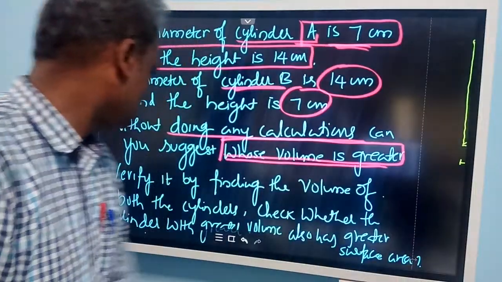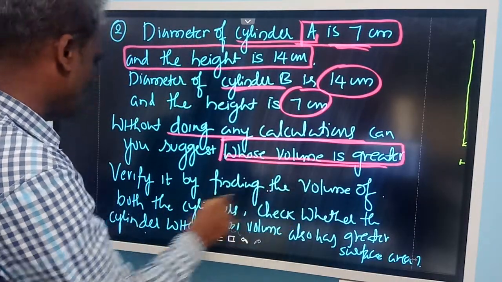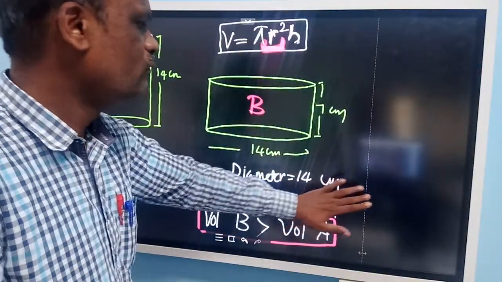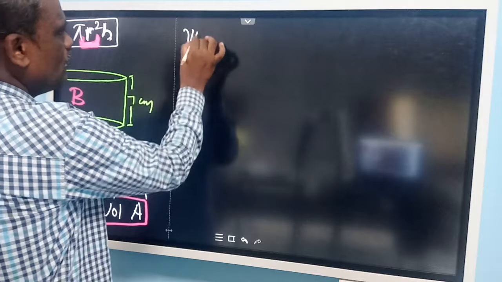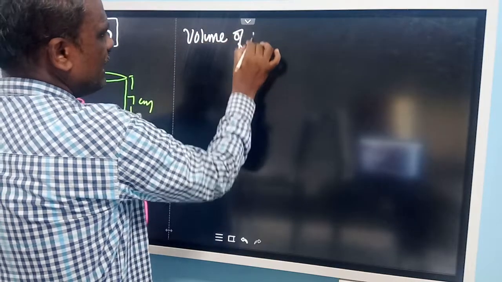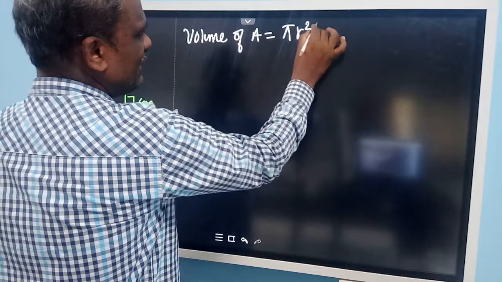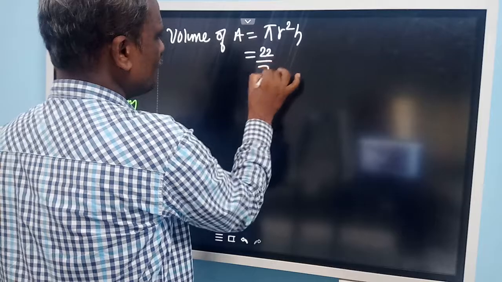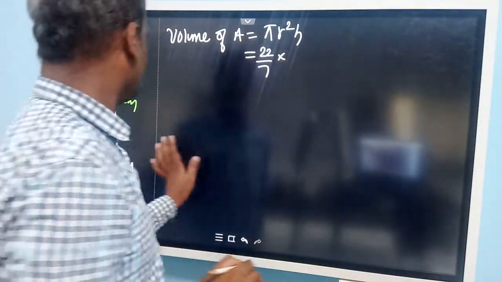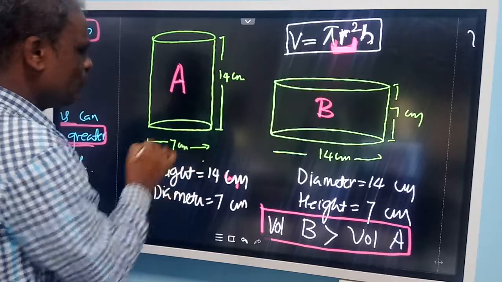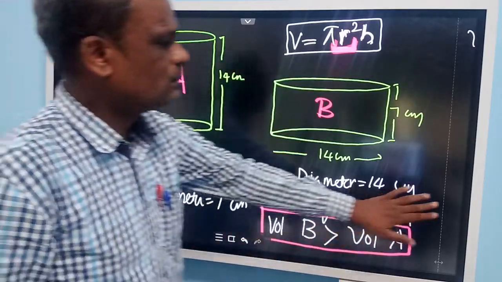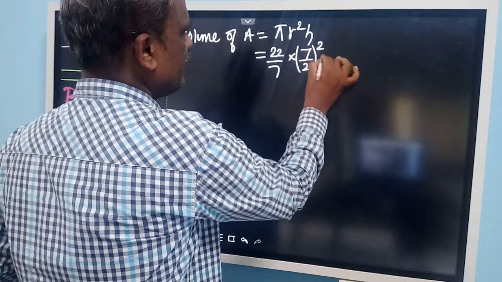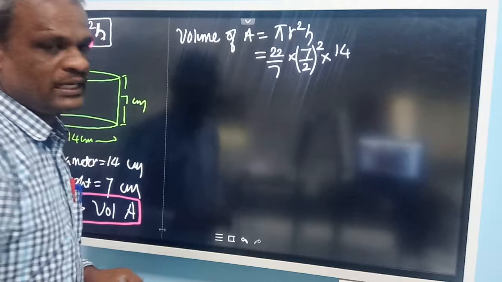What is the question they are asking? Verify it by finding the volume of both the cylinders. Now let us find out the volume of both the cylinders. First let us find out the volume of A. Formula is pi r square h. Pi value you can write 22 by 7. What is the radius of the first solid? 7 by 2, it is diameter 7, so 3.5 centimeters. 7 by 2 whole square, into height 14. First one height is 14.